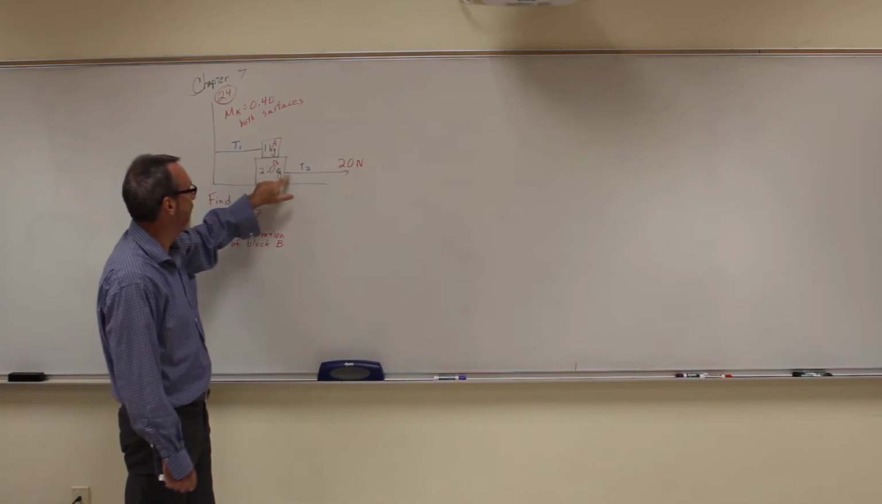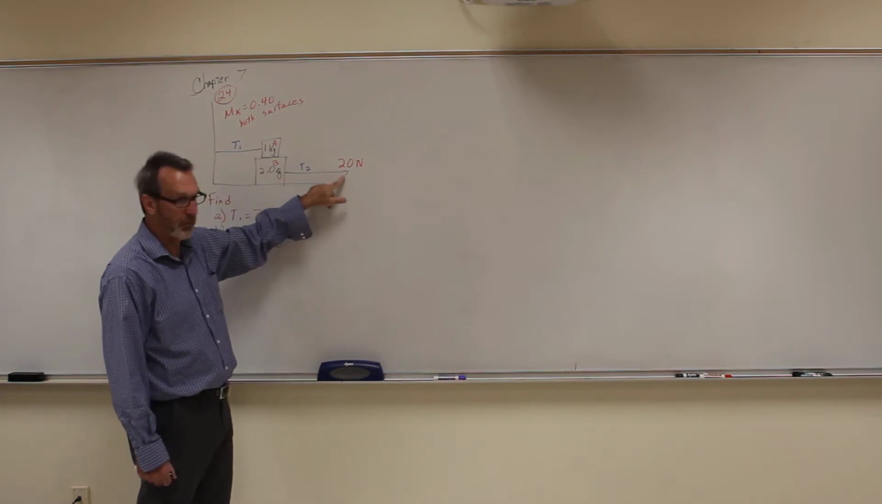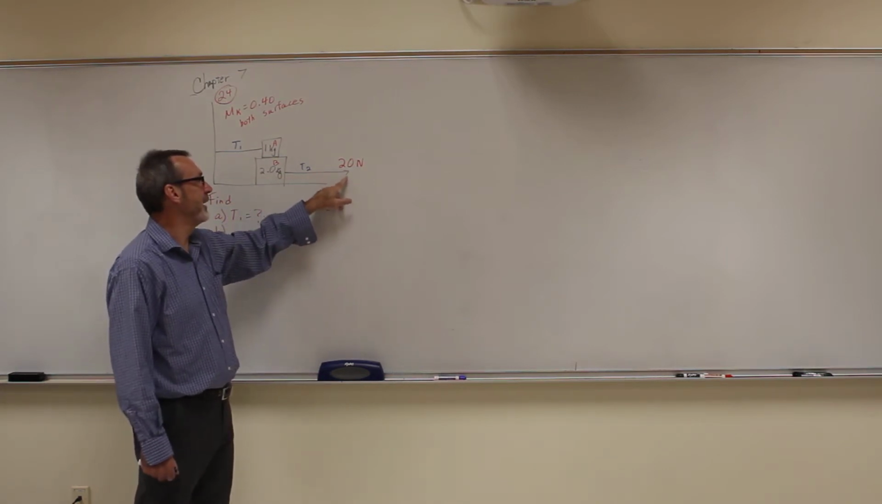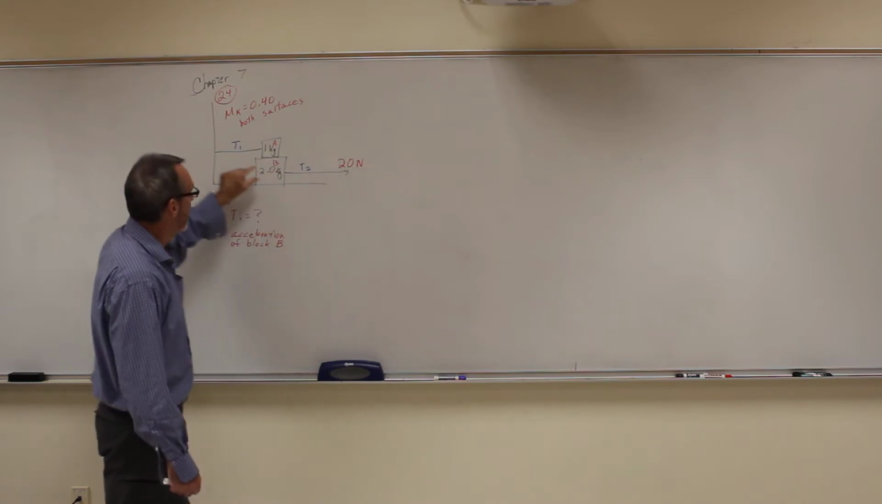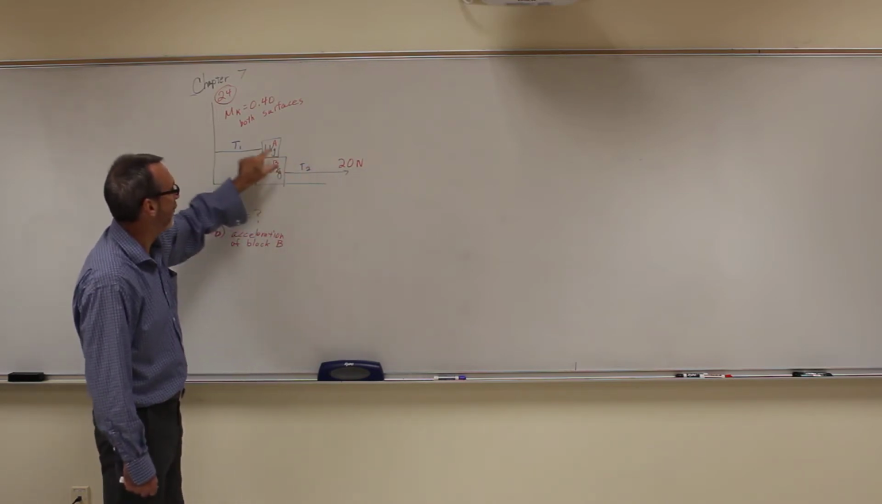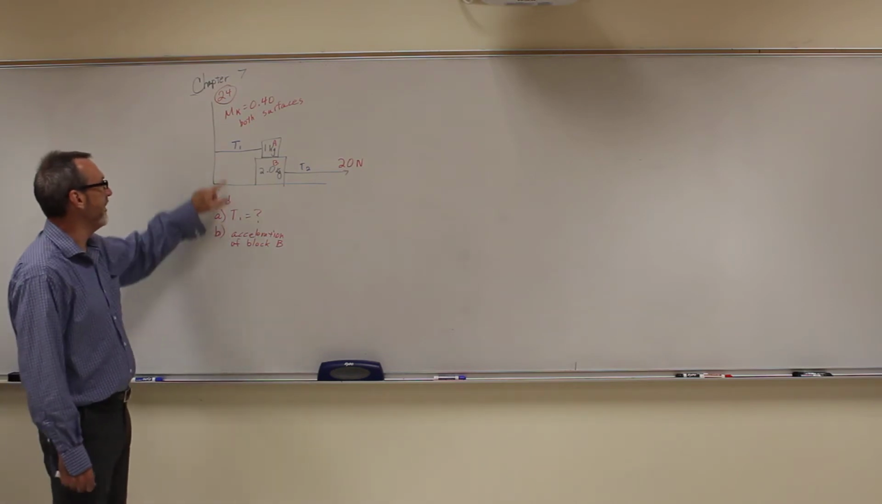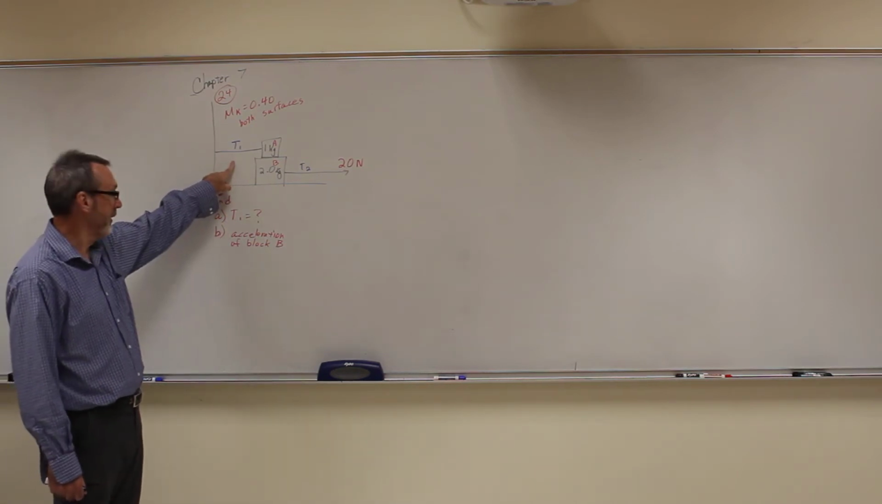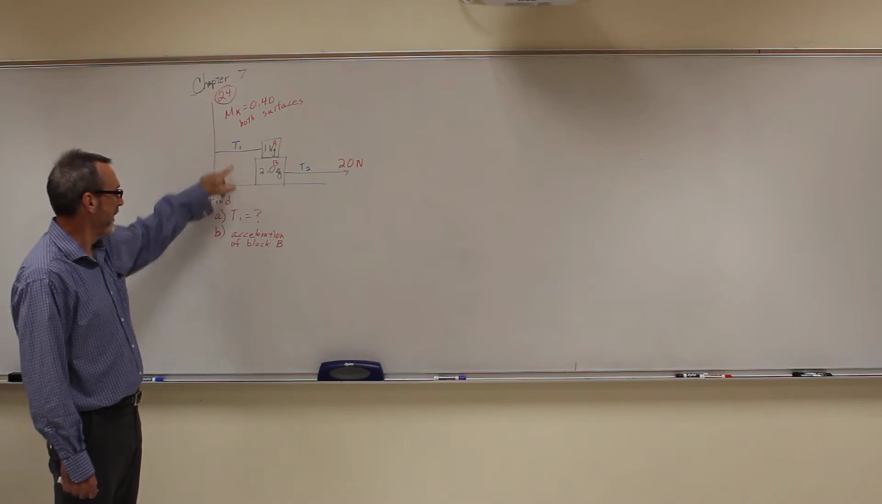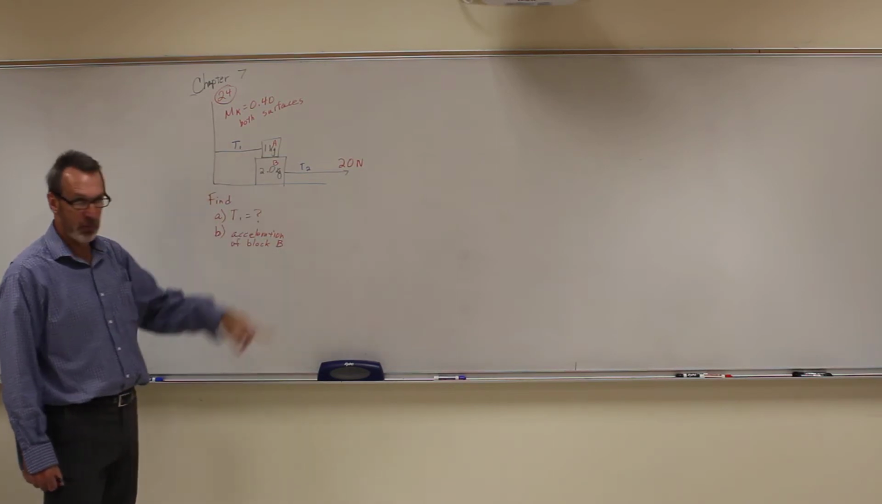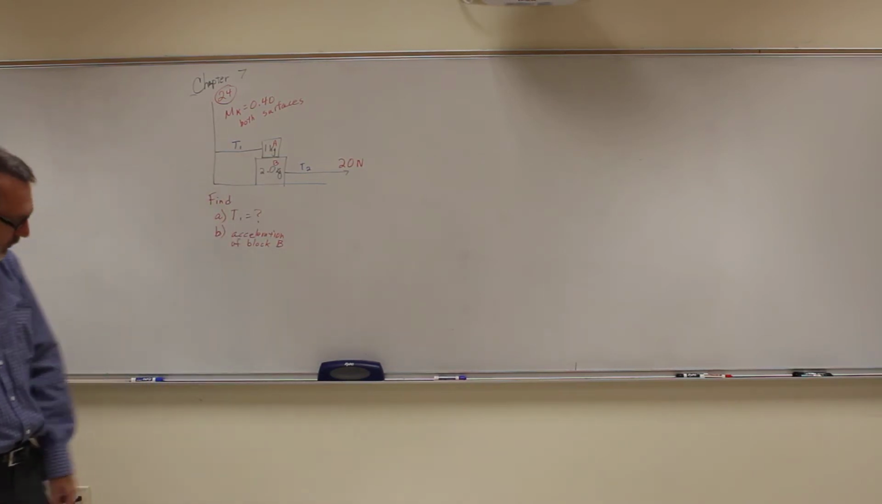The 2 kilogram block, we have a 20 Newton force on a rope that's tied to it and is pulling it away. It's going to accelerate out from under block A. So part A, we want to figure out what the tension is in the rope that's holding the block to the wall, and what's the acceleration of block B is part 2.